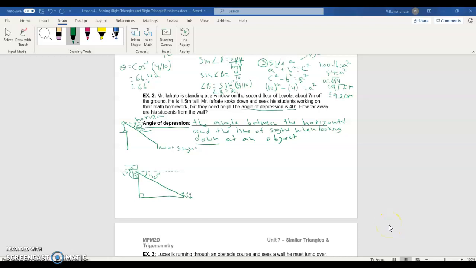This is 7.5, 7.6 part 2. We're just going to go and finish example 2 over here that we started in the first video. So we had defined angle of depression. We're starting this problem, drawing a diagram out.